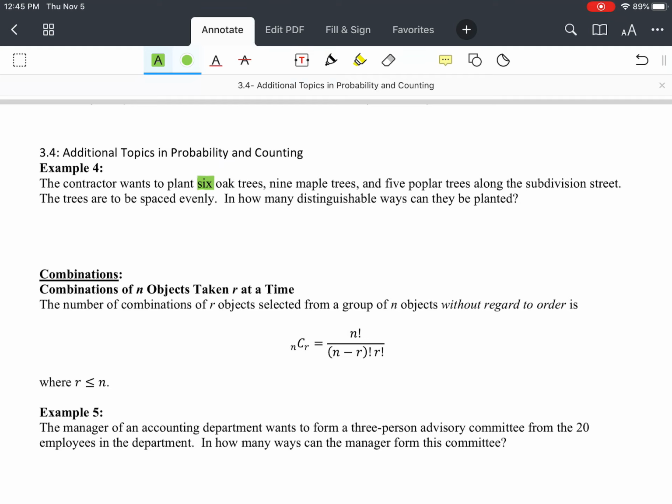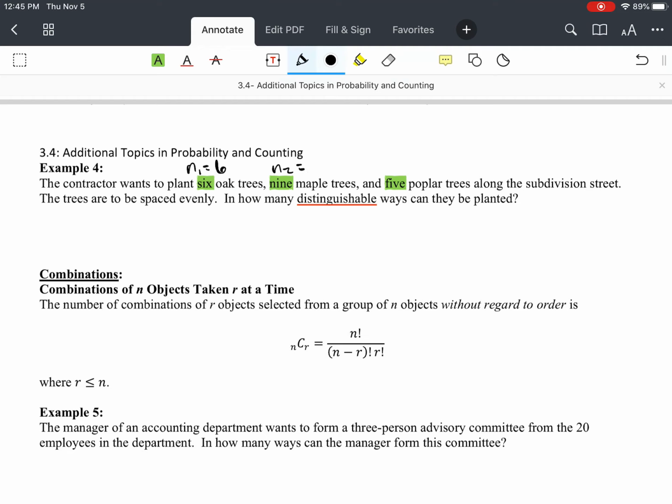So example 4. The contractor wants to plant 6 oak trees, 9 maple trees, and 5 poplar trees along a subdivision street. The trees are evenly spaced. We want to know how many different ways they can plant the trees. So these are distinguishable ways. Again, here is your keyword.